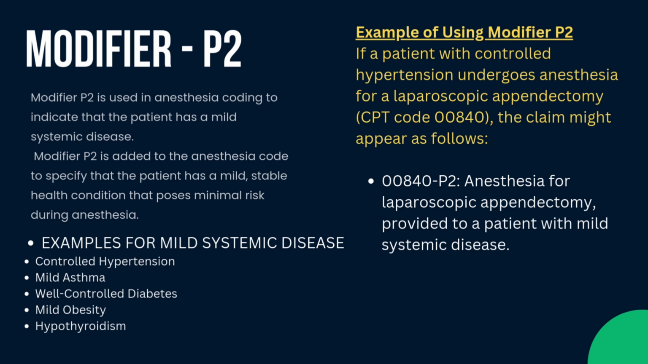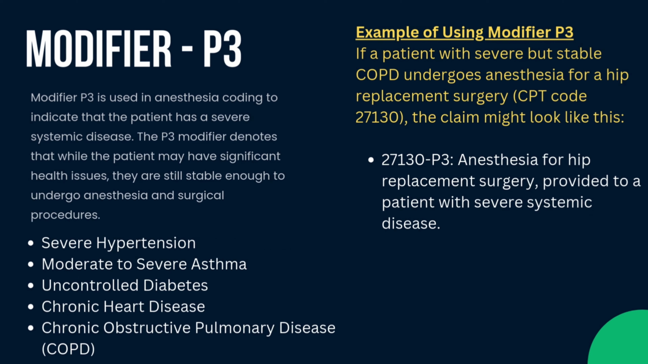Next, we will be discussing modifier P3. Modifier P3 indicates anesthesia is given for a patient with severe systemic disease. Severe systemic disease examples are severe hypertension, moderate to severe asthma, controlled diabetes, chronic heart disease, chronic obstructive pulmonary disease, COPD. So these are the severe systemic diseases, and an example for that is given here.